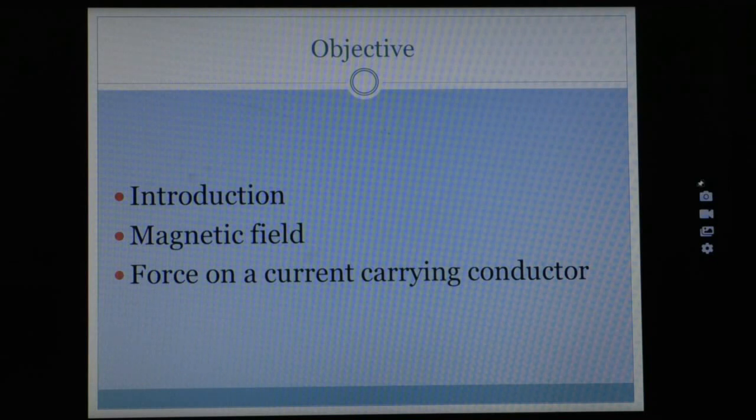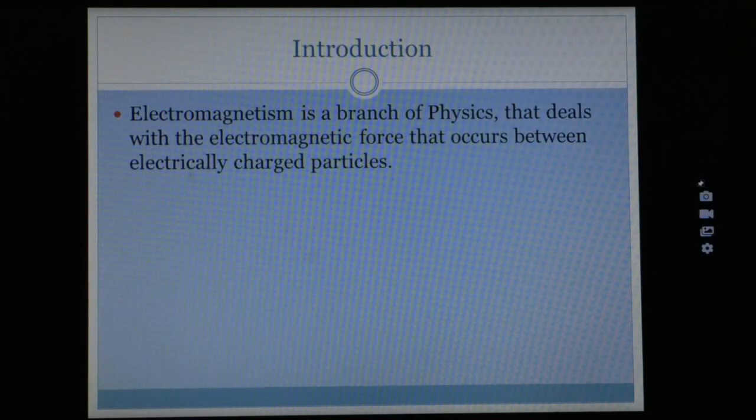After listening to today's lecture, you would be able to introduce electromagnetism. This is a branch of physics, magnetic field, and force on a current carrying conductor. First of all, we come to the definition of electromagnetism.